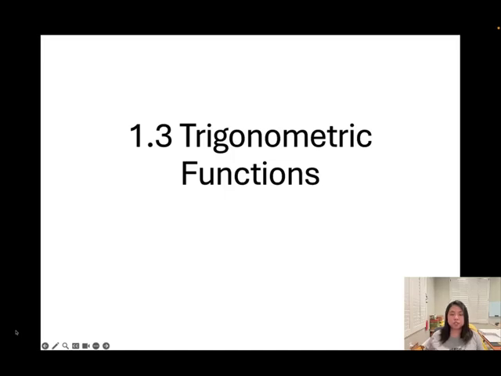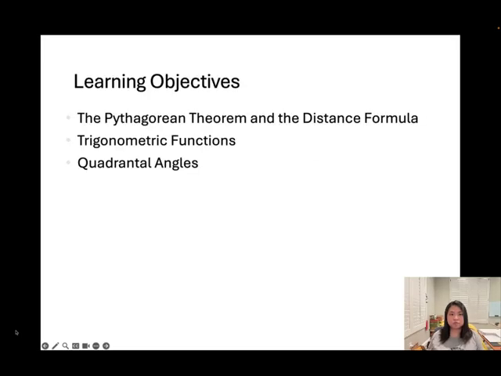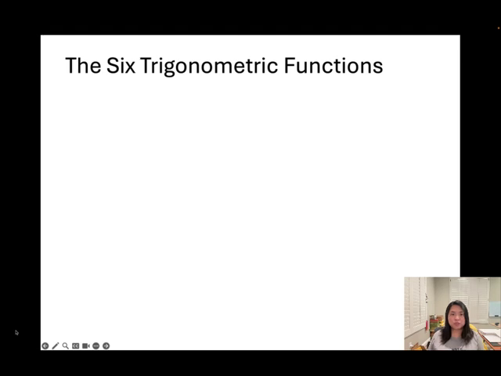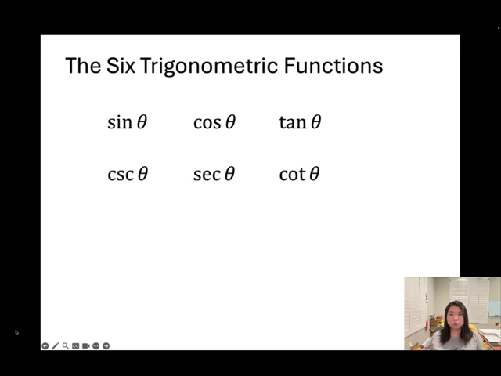Section 1.3 Trigonometric functions. We do have 6 trigonometric functions: sine theta, cosine theta, tangent theta, cosecant theta, secant theta, and cotangent theta. The theta is talking about the angle. You can use degrees or radians. Okay, we do have these 6 trigonometric functions.